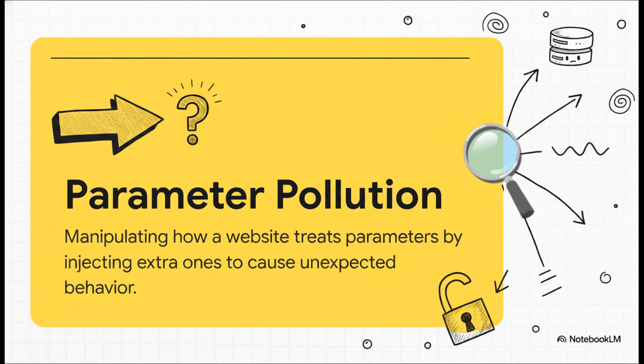That brings us to the core concept of HTTP parameter pollution, or HPP for short. Simply put, it's the process of manipulating how a website treats parameters by injecting extra ones that the site trusts, which leads to unexpected behavior. Basically, you're sneaking additional hidden instructions into a web request. And because the target website trusts the format of your request, it accidentally executes actions it never originally intended to.